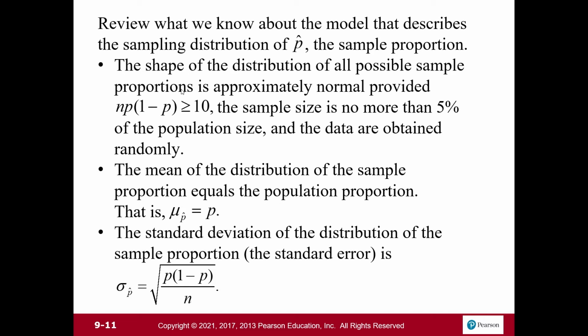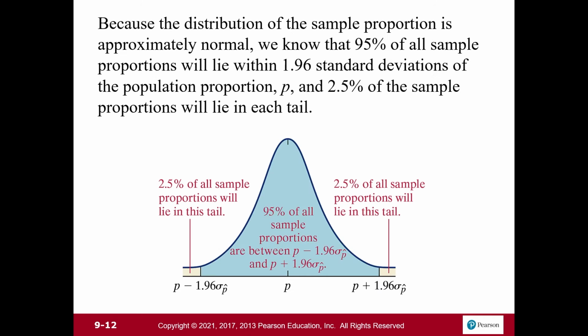The mean of the distribution of the sample proportion equals the population proportion, and the standard deviation of the distribution of the sample proportion, which we call the standard error, is given by the formula: the square root of p times (1 minus p) over n. Alright, so because the distribution of the sample proportion is approximately normal, we know that 95% of all the sample proportions will lie within 1.96 standard deviations of the population proportion p, and 2.5% of the sample proportions will lie in each tail.